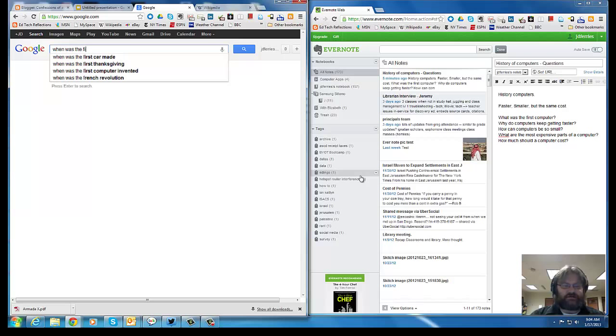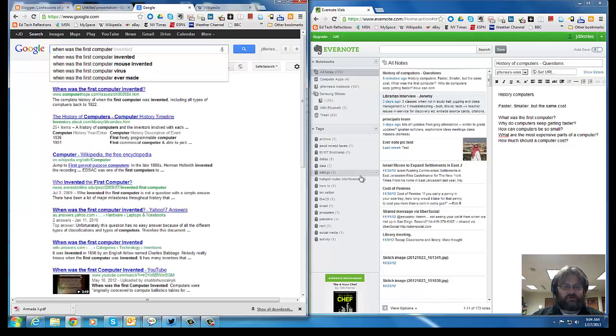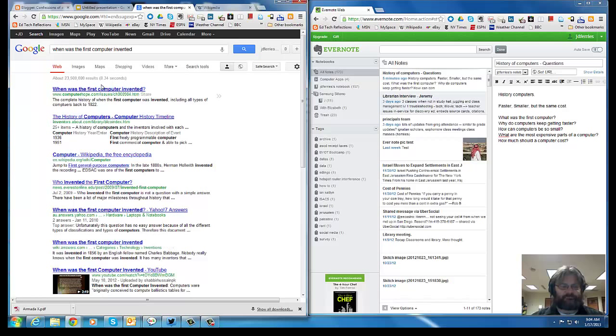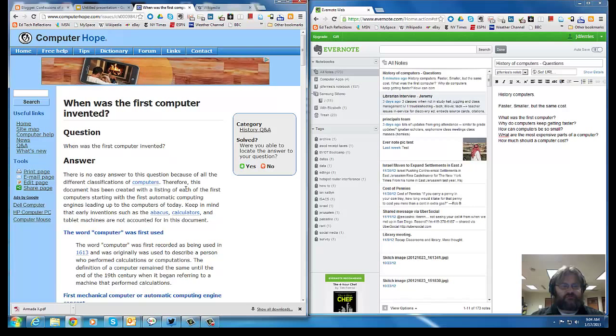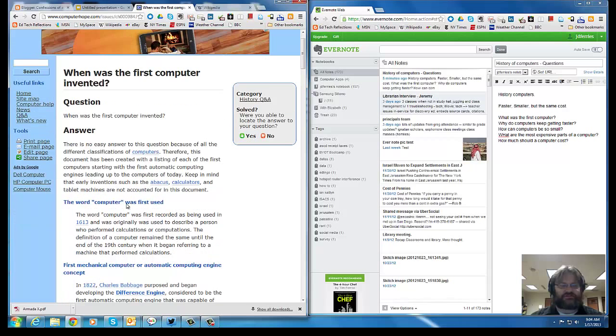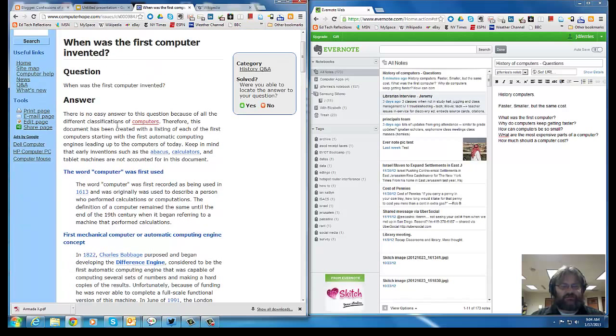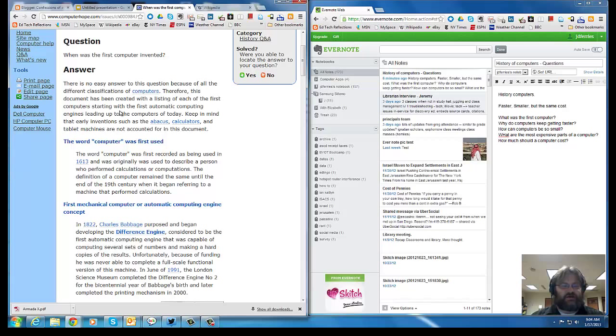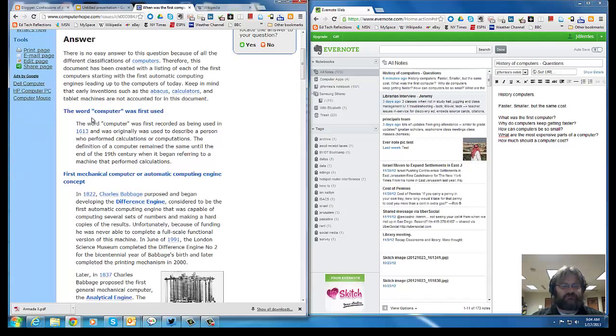When was the first computer invented? Now, there's nothing wrong with clicking on the first link, but don't force yourself to click on the first link. No easy answer to this question because of all the different classifications of computers, therefore, the document has been created with a listing of each of the first computers. The first time the word computer was used was in 1613. Okay, now if you're thinking in terms of a presentation, that would make a really cool slide.